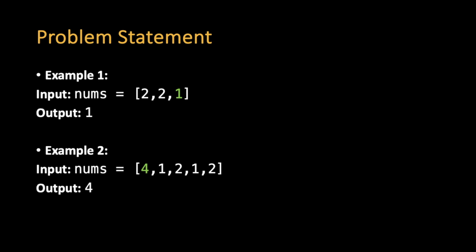In the first example, you can see we are given an array where the numbers are 2, 2 and 1. We can clearly see 2 is repeating, so the occurrence of 2 is twice and 1 is occurring only one time. So that means 1 is the single number. In the second example, the array is given as 4, 1, 2, 1, 2. We can clearly see 1 is occurring twice, 2 is also occurring twice, but only 4 is occurring once. That means 4 is the single number.